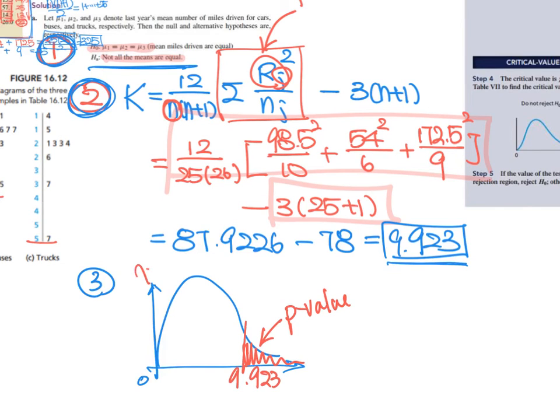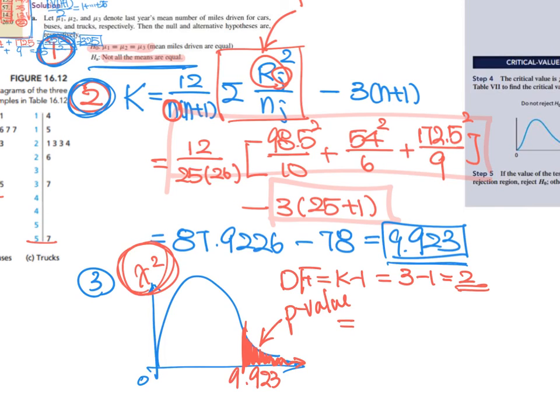But for the chi-square, we need the degrees of freedom. The degrees of freedom is k minus 1. What was k? k was the number of groups. So now we have three groups, minus 1 will be 2. So from the chi-square distribution with degrees of freedom 2, the lower bound is 9.923 and the upper bound is positive infinity, say 9999. Then you plug in degrees of freedom equal 2, and the upper tail probability will be 0.007.